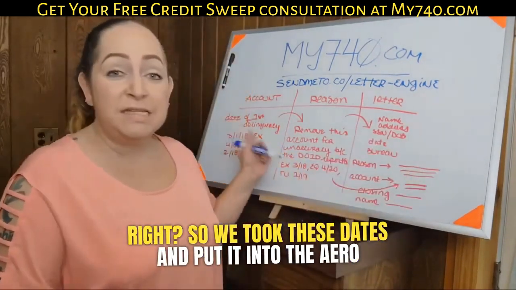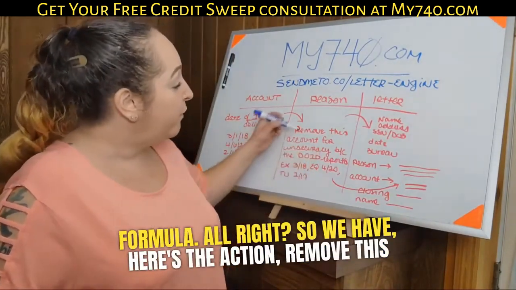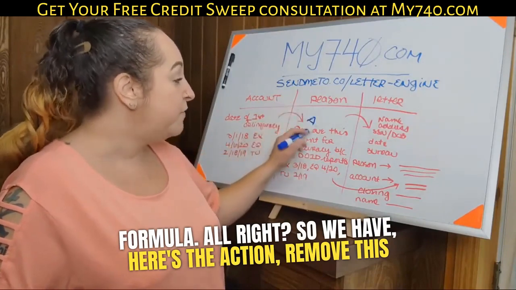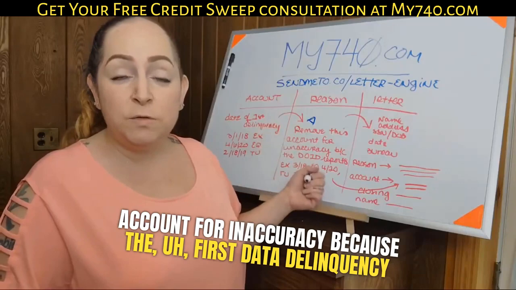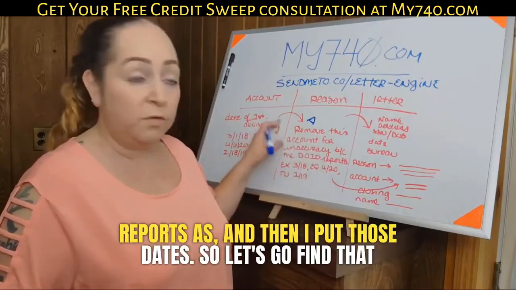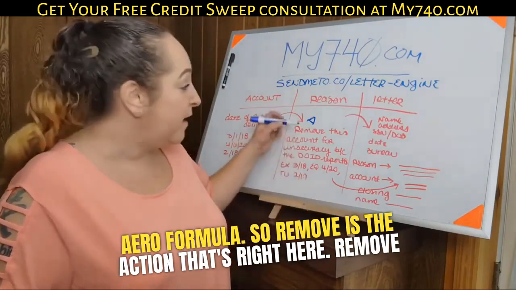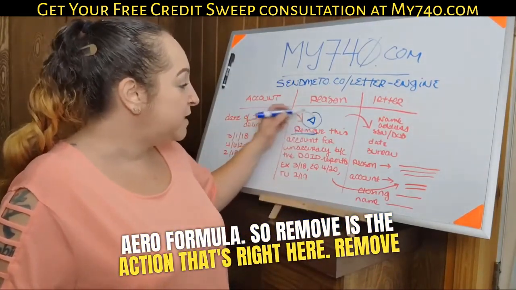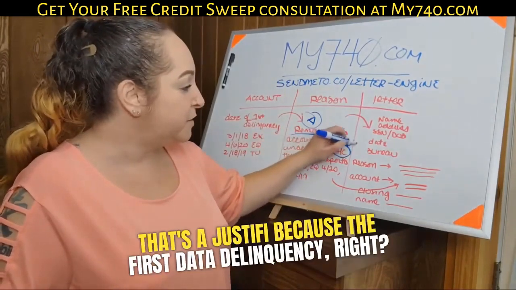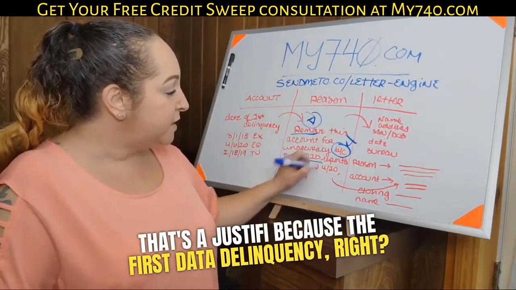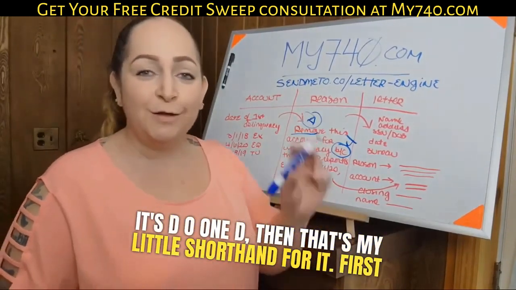So we took these dates and put it into the AJERO formula, all right? So here's the action. Remove this account for inaccuracy because the first day of delinquency reports as, and then I put those dates. So let's go find that AJERO formula. So remove is the action, that's right here. Remove this account for inaccuracy because is the justifier. So that's the justifier. Because the first date of delinquency, right, it's DOFD, that's my little shorthand for it.